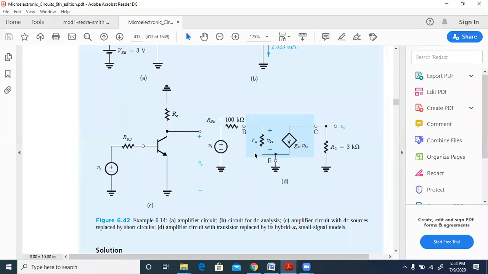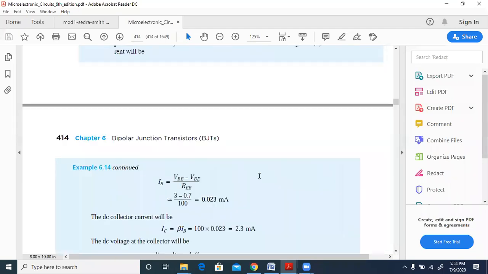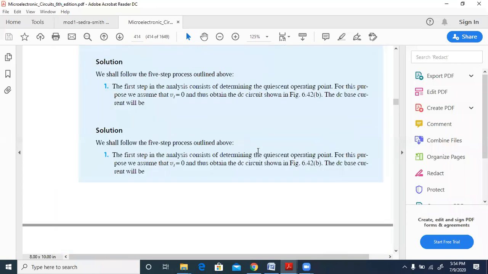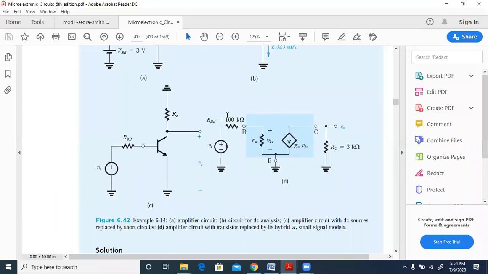So you have an input loop and also an output loop. This is the input loop and this is the output loop. So input loop current you can find out: VI divided by 100 plus R pi. R pi we have found out to be 1.09, right? And RBB we have found out to be 100 kilo ohms.